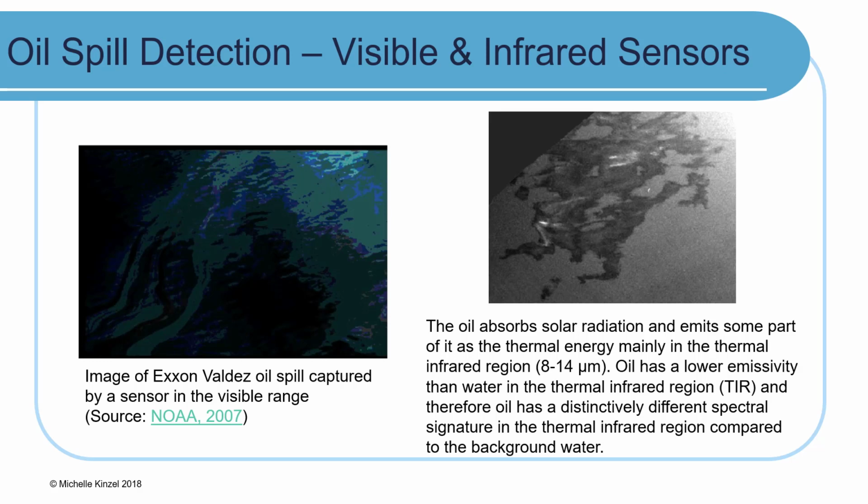So here is an example of a visible image of the Exxon Valdez oil spill on the left, and you can see on the right the oil is absorbing solar radiation and emitting some part of it as thermal energy in the thermal infrared region from approximately 8 to 14 micrometers. And because oil has a lower emissivity or heat signature than water in the thermal infrared region, the oil has a distinctly different spectral signature in the thermal infrared region when you compare it with the background water.